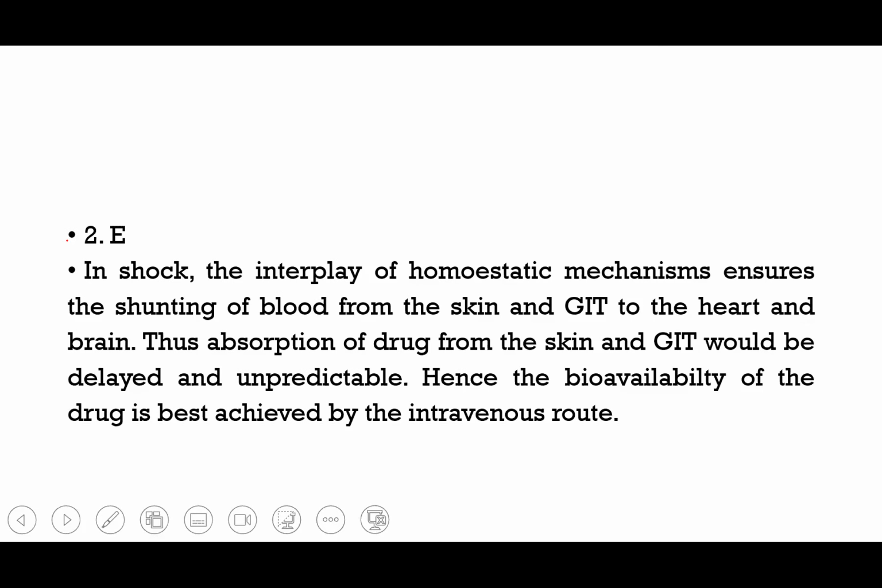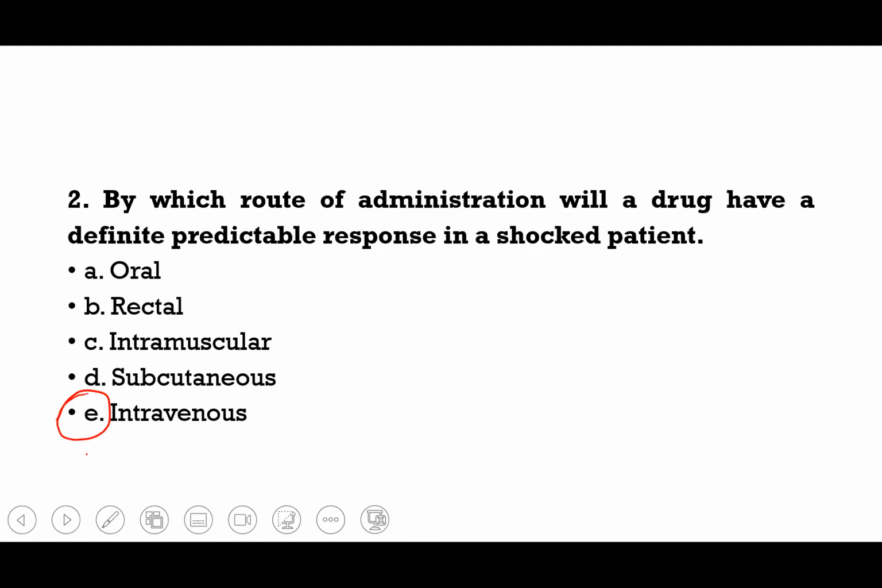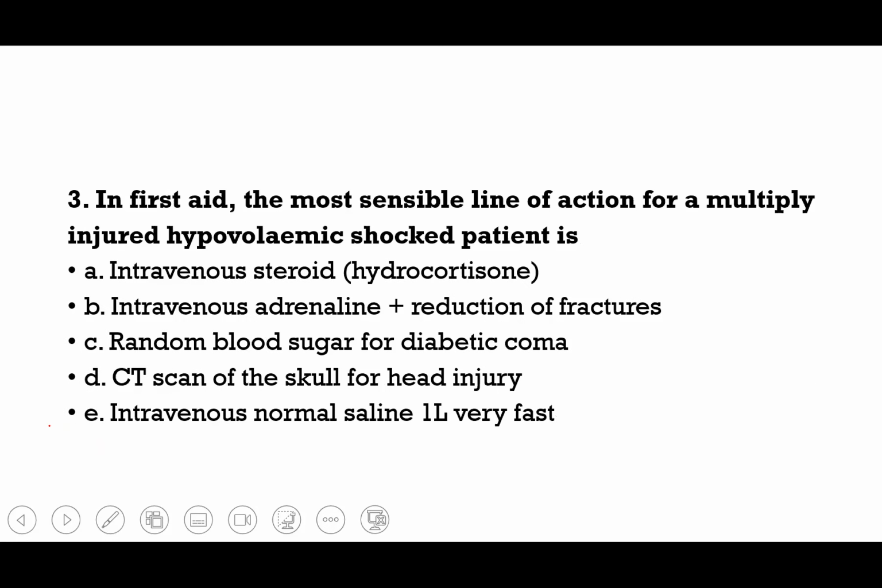Now, in shock, the interplay of homeostatic mechanisms ensures the shunting of blood from the skin and the gastrointestinal tract to the heart and the brain. Thus, absorption of drug from the skin and the gastrointestinal tract will be delayed and unpredictable. Hence, the bioavailability of drug is best achieved by the intravenous route. So any question here? If it is clear, we proceed. Okay, the next question.